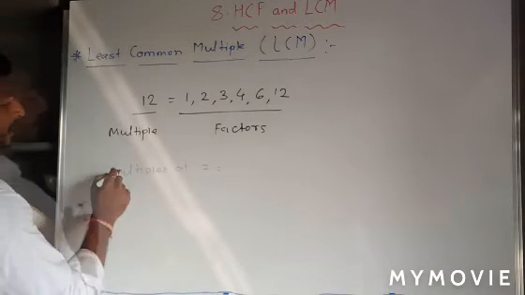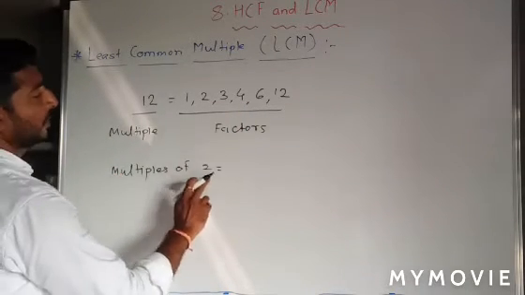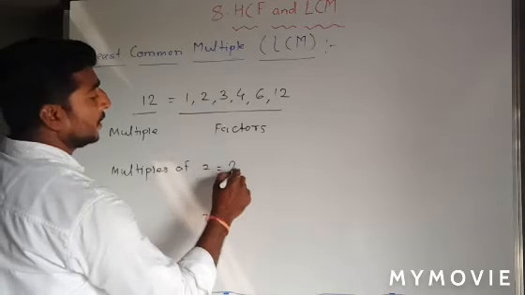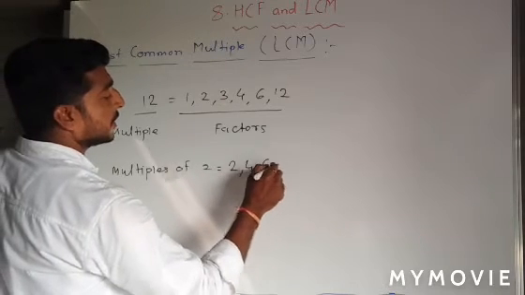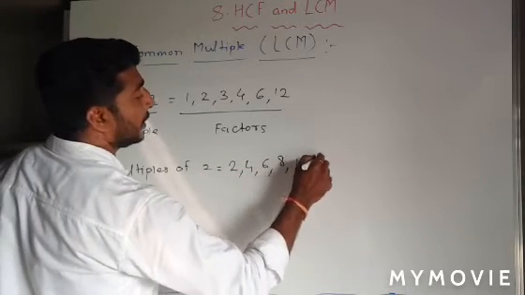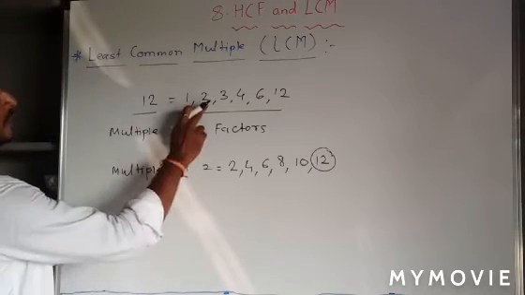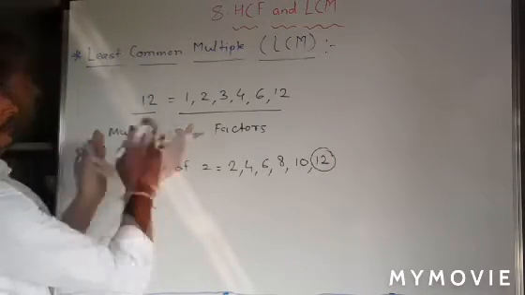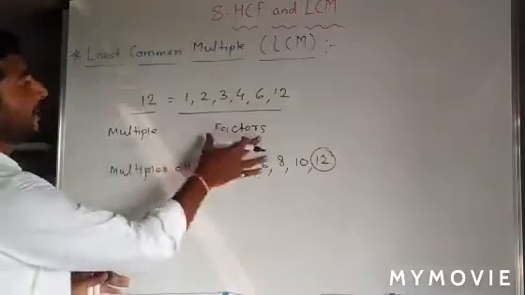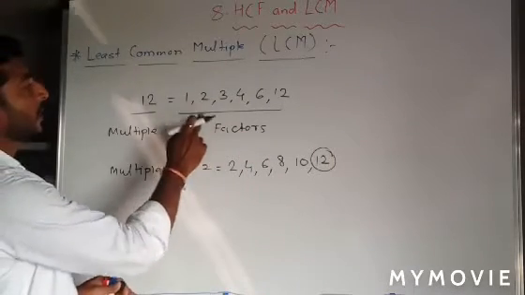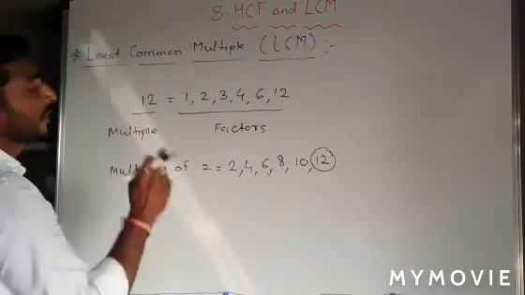So for example, if I say write down the multiples of 2, what will you write? 2, 4, 6, 8, 10, 12. So you can see this 12 is a multiple of 2 and 2 is a factor of 12. So they are related to each other in different ways. 2 is a factor of 12 and 12 is a multiple of 2.